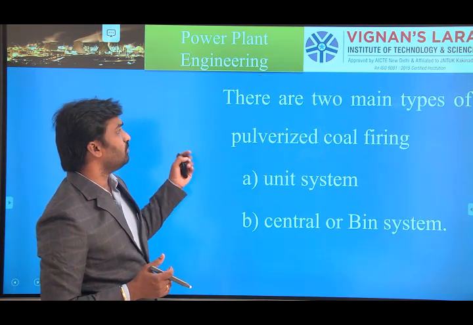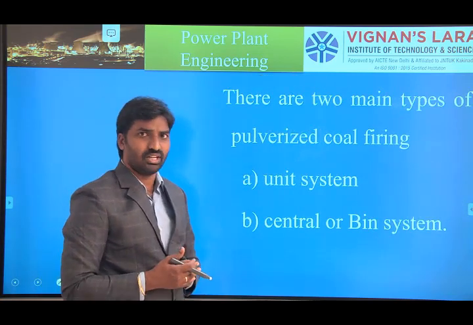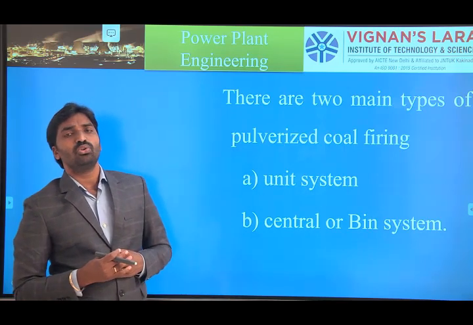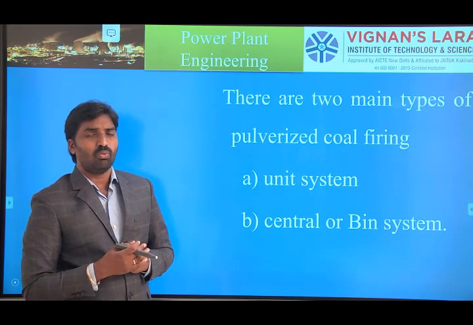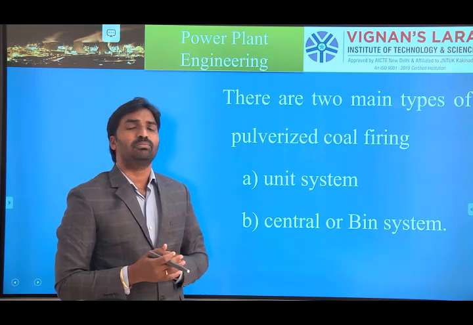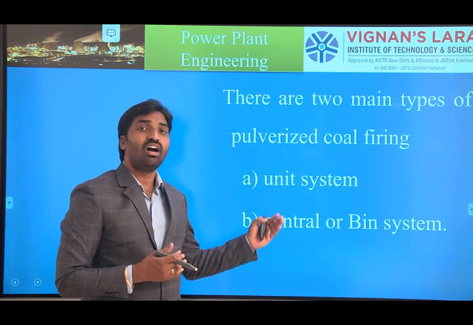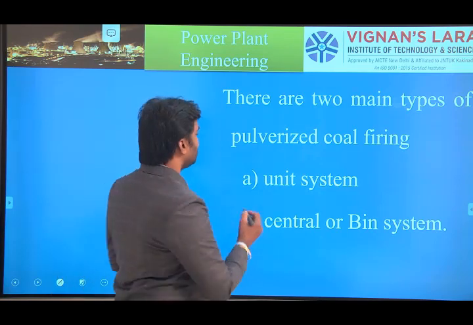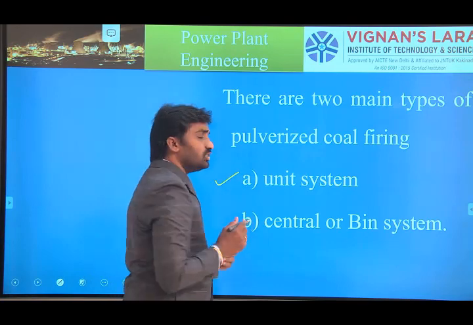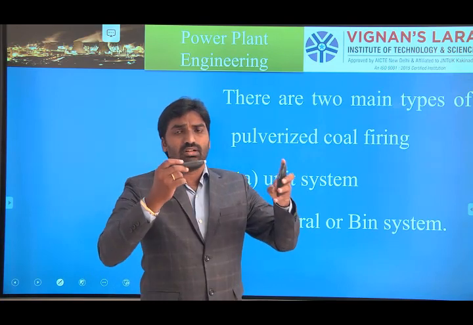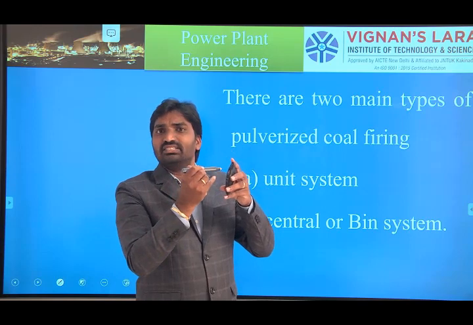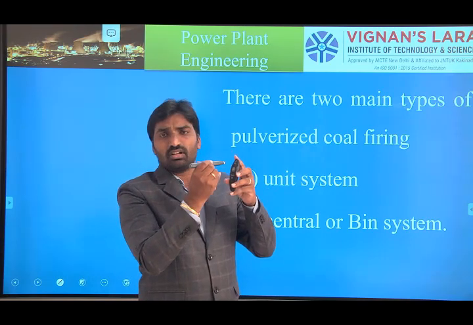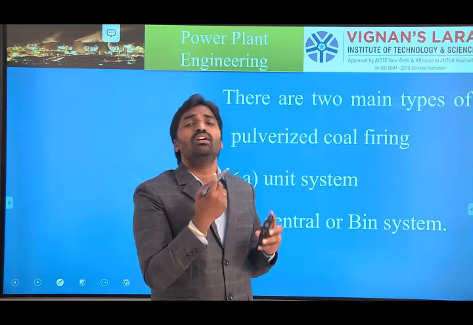So how many types of pulverized coal firing systems are available? Generally, in pulverized coal firing, two important methods are available. One is the unit system and the second one is the central or bin system. As the name indicates, in a unit system the pulverizer is directly connected to the furnace. After pulverizing the coal, that coal enters the furnace.